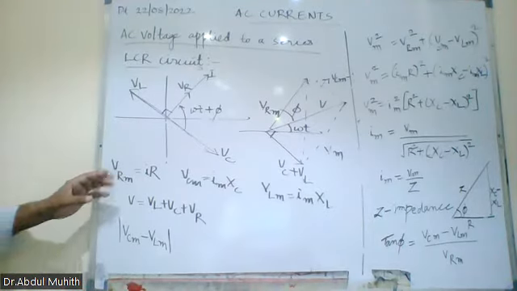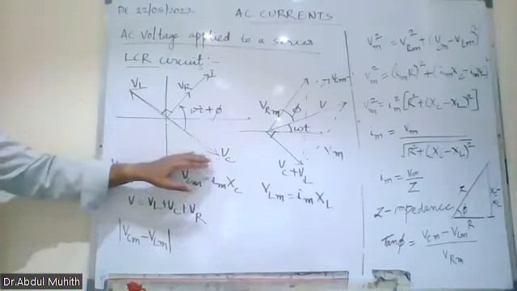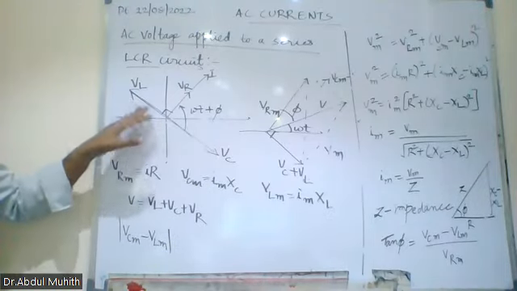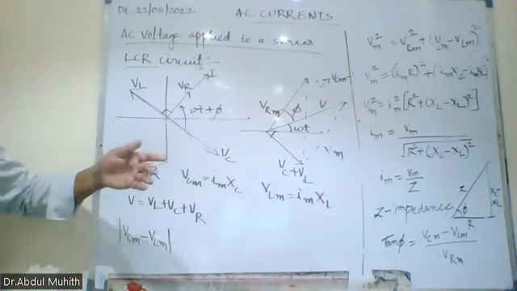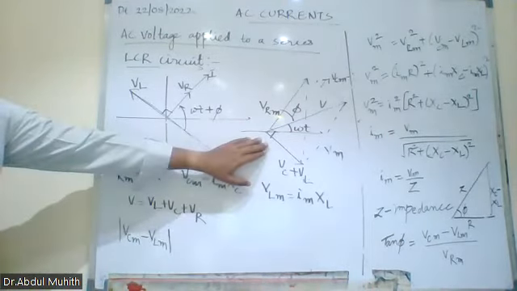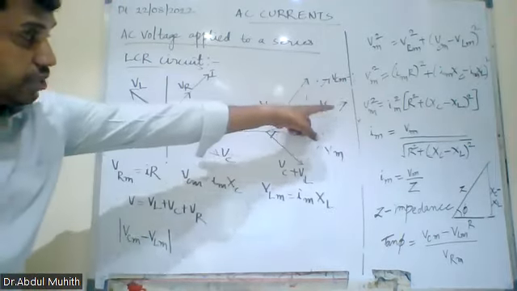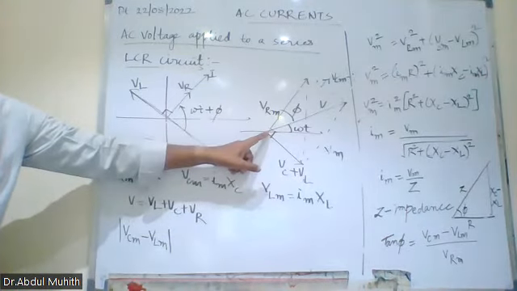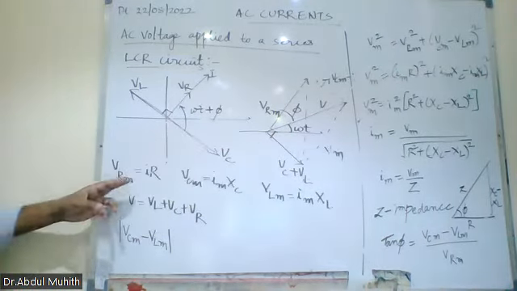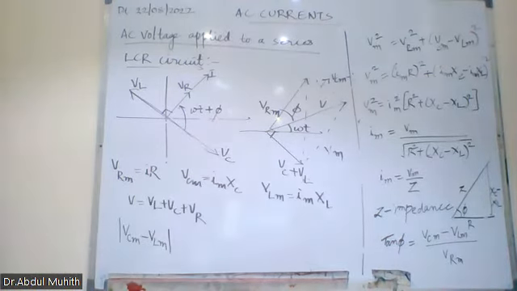Now I am writing here, if you take the resultant, these two are in opposite directions, and the length of this is more than this one. So we are using vector addition. Using the parallelogram law of vector addition, you draw one line parallel to it, and another line parallel to it. This is the diagonal. So Vrm is equal to Im R, Vcm is equal to Im Xc, Vlm is equal to Im Xl.